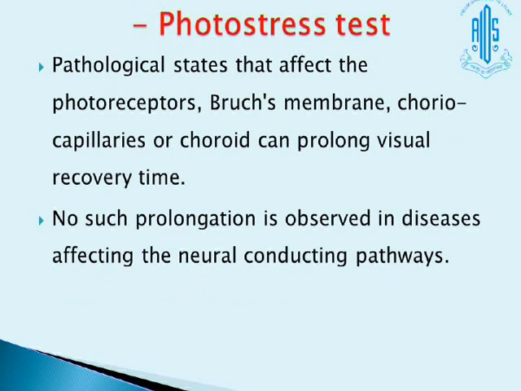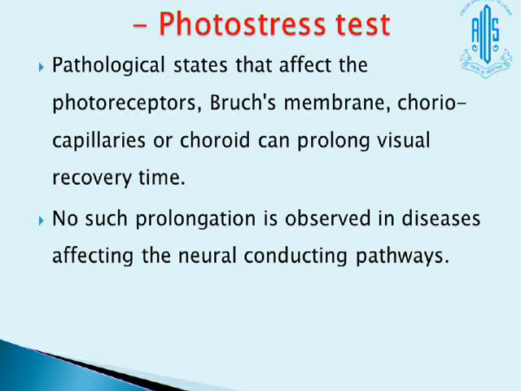Photostress test: pathological states that affect the photoreceptors, Bruch's membrane, choriocapillaris, or choroid can prolong visual recovery time. No such prolongation is observed in diseases affecting the neural conducting pathway.